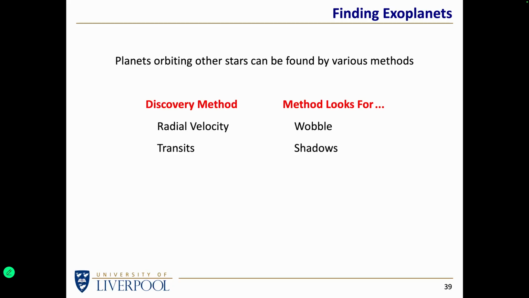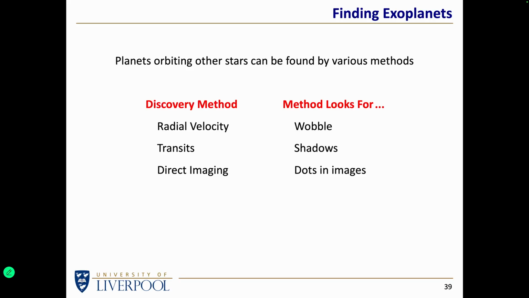The second method is transit, whereby a planet might move in front of a star. So we're looking for effectively the shadow of the planet. We're looking for the light output of the star dropping because a planet is casting a shadow in front of the star. The third method is, in principle, we can look directly and try to image a planet around another star.